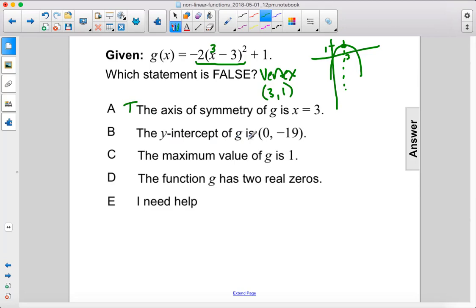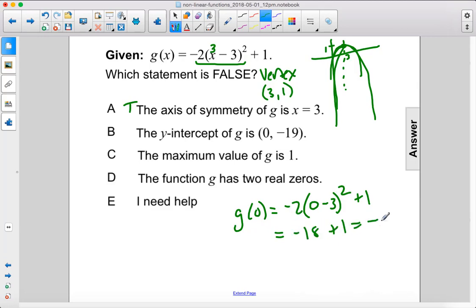The y-intercept of g is (0, -19). All right, so, well, actually, the picture is not quite accurate. If it was, it's more like this. But let's just solve for the y-intercept. So g of 0 equals -2 times (0 minus 3) squared plus 1. So this is 9 times -2, which is -18, plus 1 equals -17. So this y-intercept is actually all the way down at -17, not -19. That would be if we subtracted 1. So this one is false.